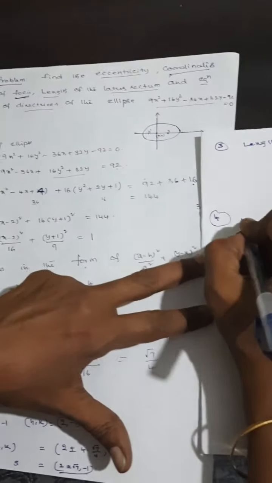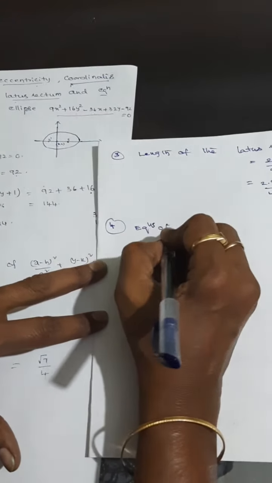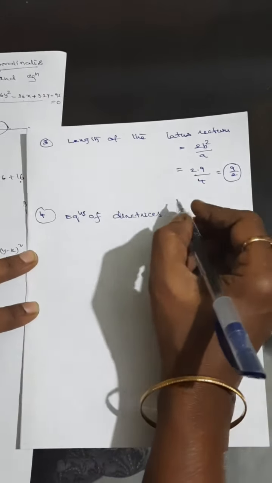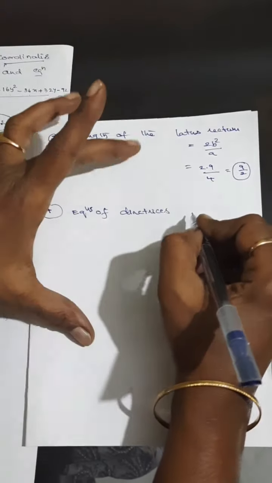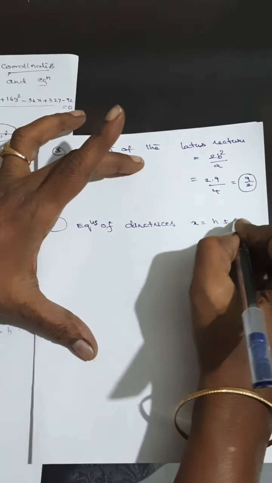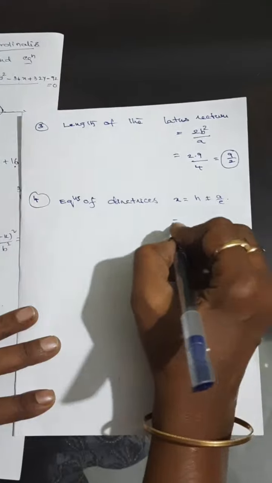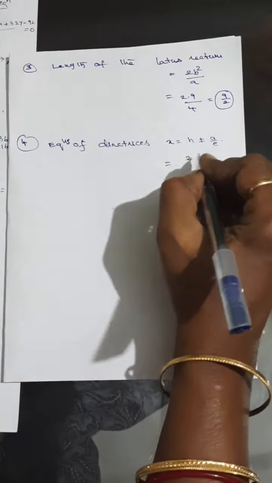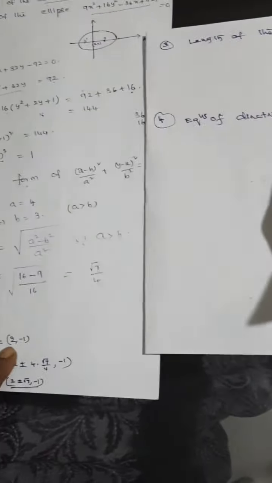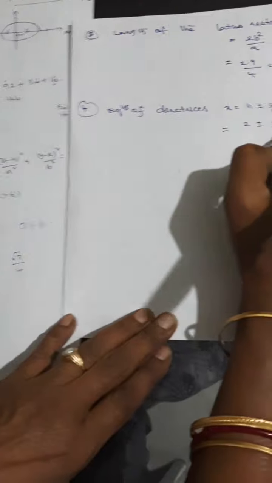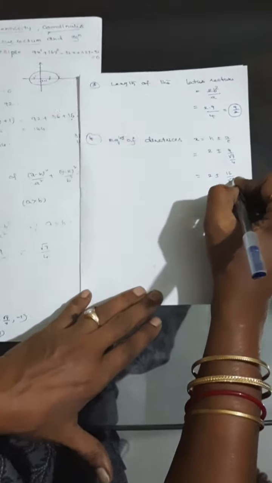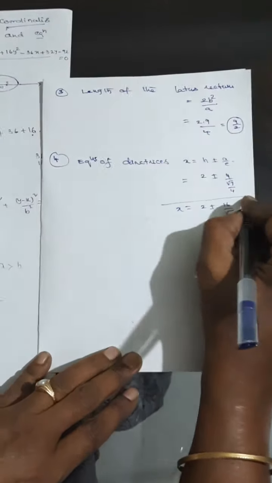Fourth point is equations of the directrices. Equations of directrices is x is equal to h plus or minus a by e, where h is equal to 2, a is 4, e is root 7 by 4. That is equal to 2 plus or minus 16 by root 7. That is the equation of the directrix.